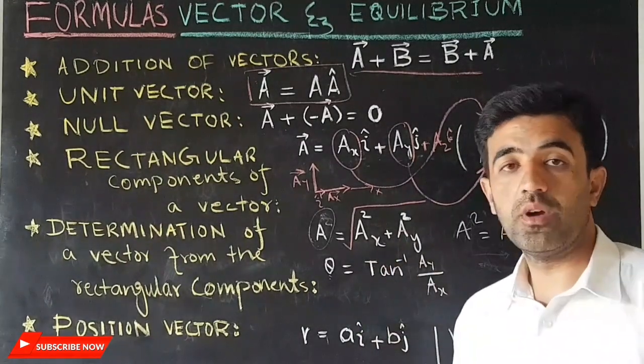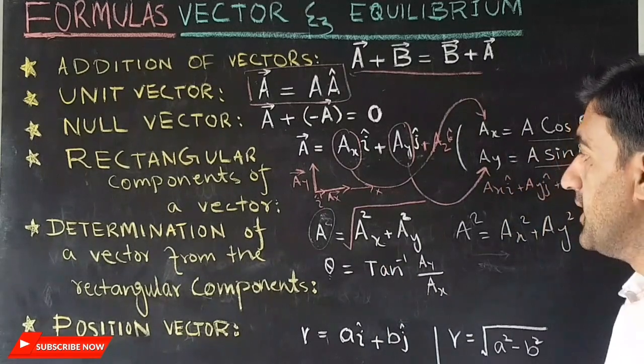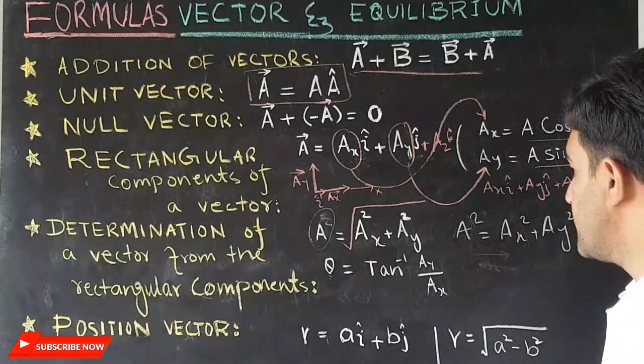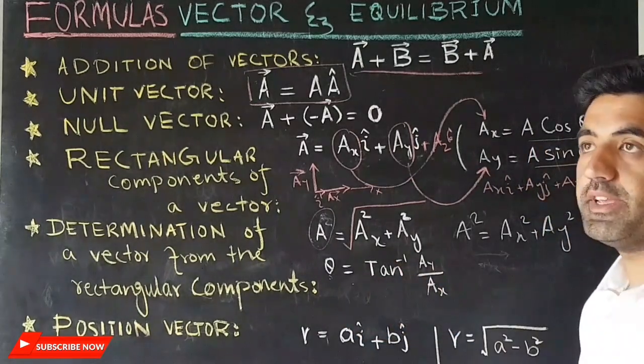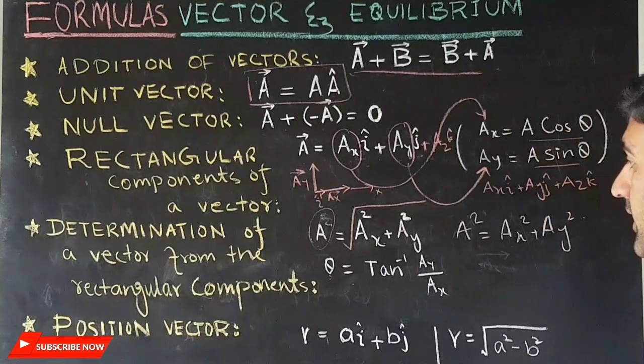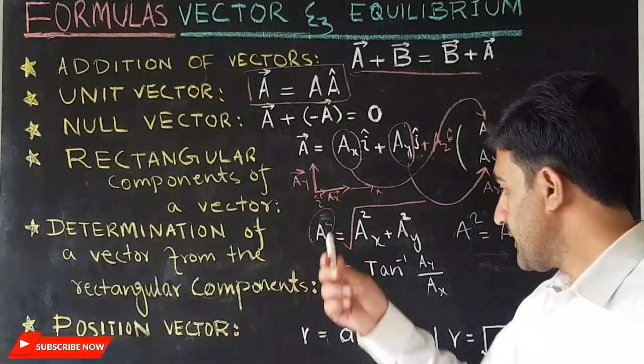Similarly, if you want to know about the direction of a vector from its rectangular components, we simply write here theta is equal to tan inverse of ay over ax. And the last formula here is the position vector.